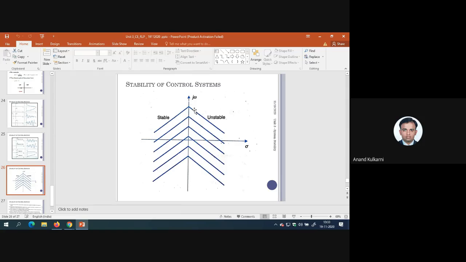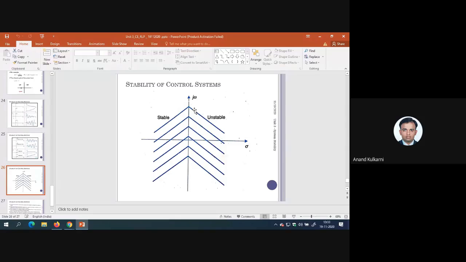That means once you find the characteristic equation, that is 1 plus g of s h of s is equal to 0, which we have seen earlier. In time response analysis also we have discussed what is known as the characteristic equation. The characteristic equation is written as q of s, which is equal to 1 plus g of s h of s equated to 0. If all the roots of the characteristic equation have negative real part, then the system is stable.